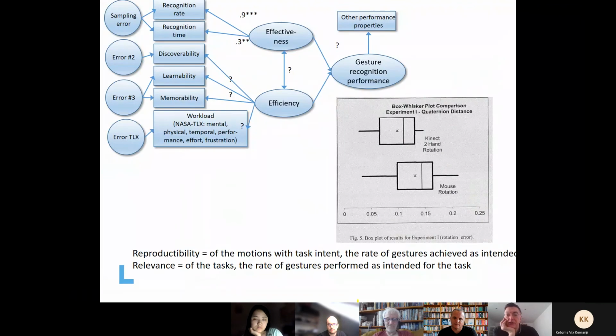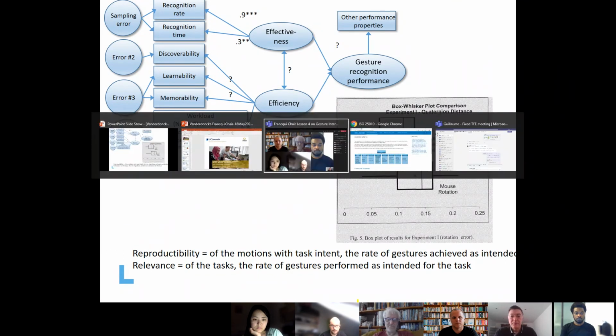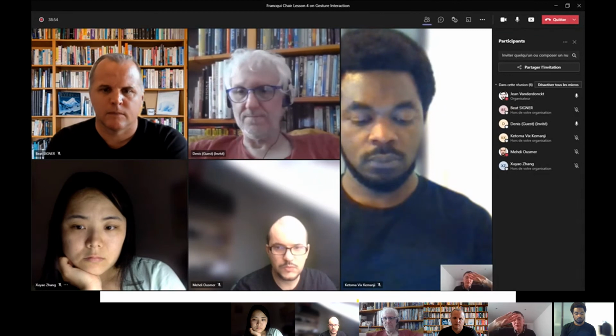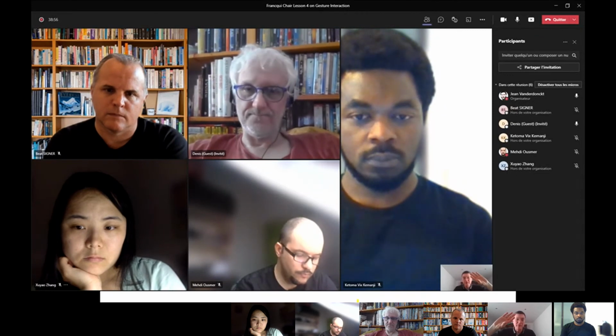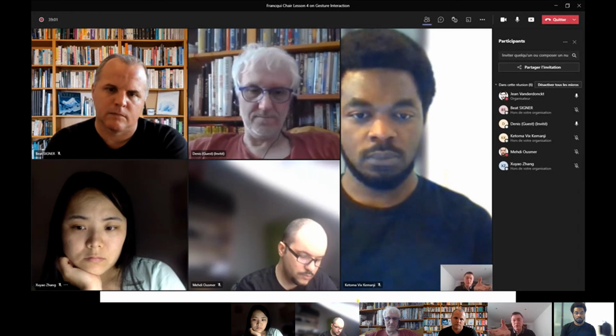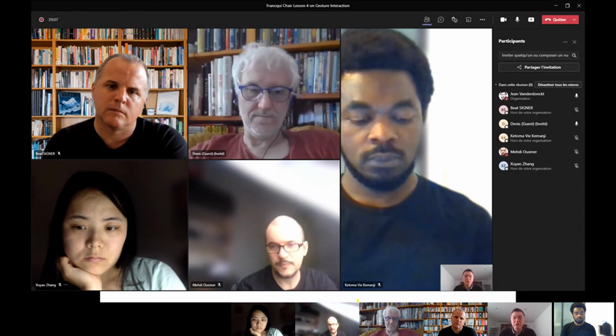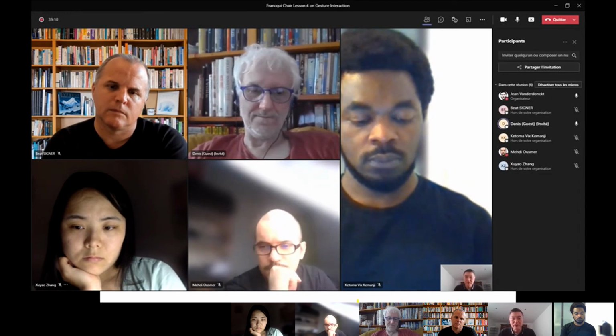Some other people are also using physical measures, like here the error in terms of rotation. If I'm producing a gesture with some rotation, again, we are not very good at reproducing it accurately. Of course we can rotate clockwise, counterclockwise, or even that way, or that way. But we can't reproduce that very accurately.